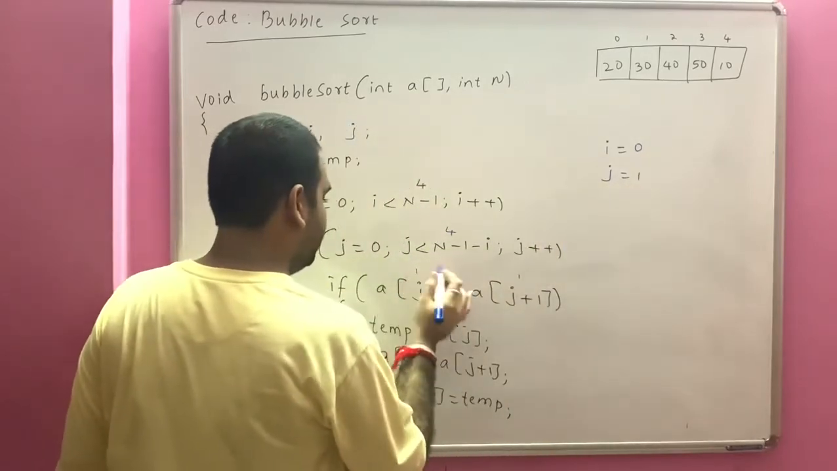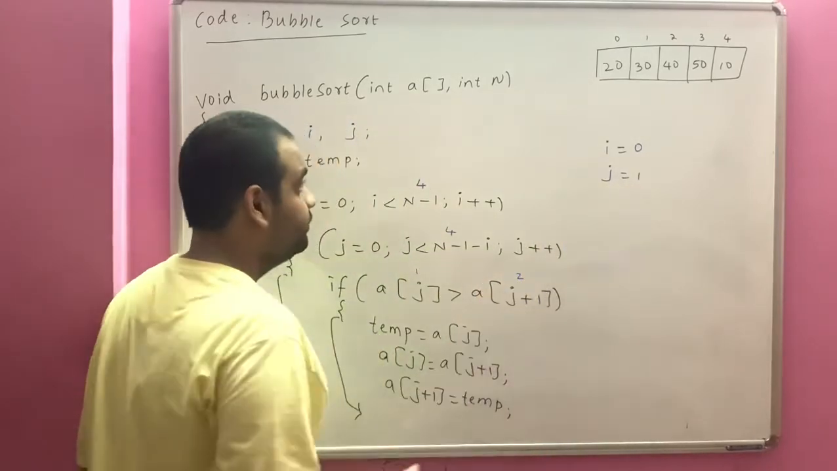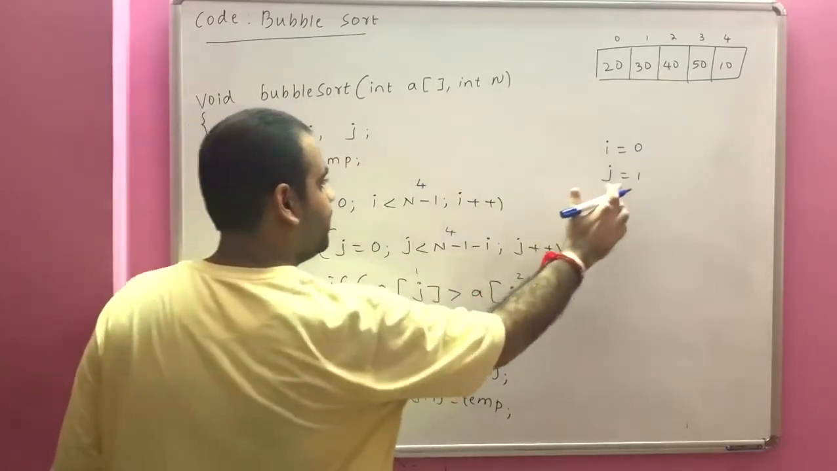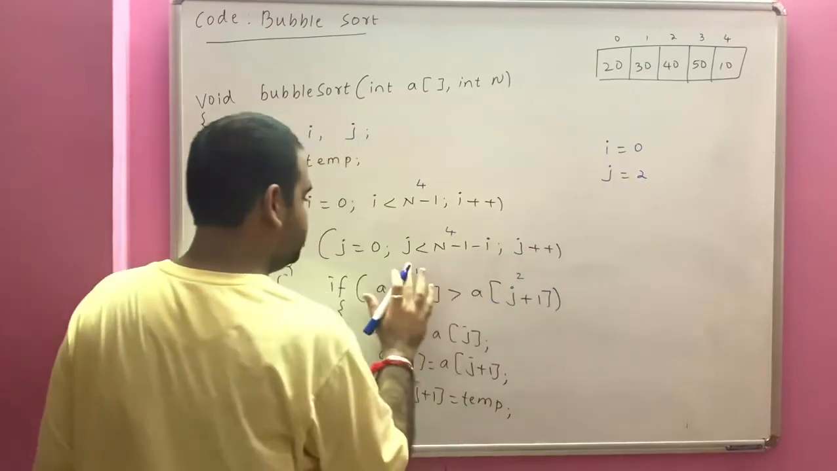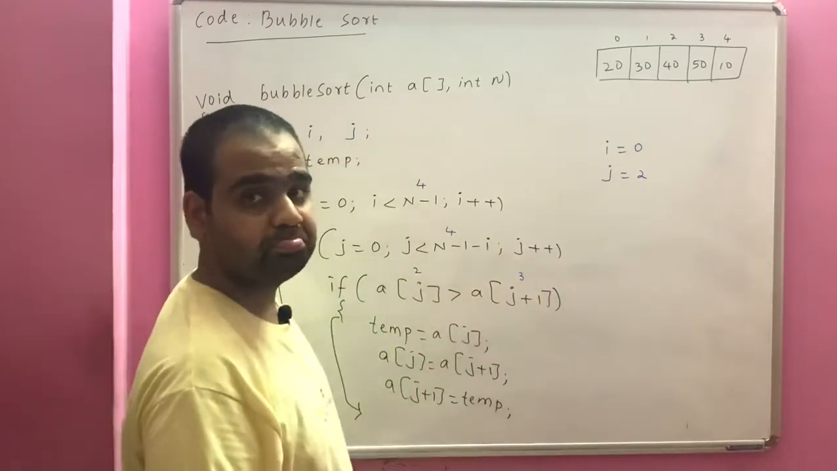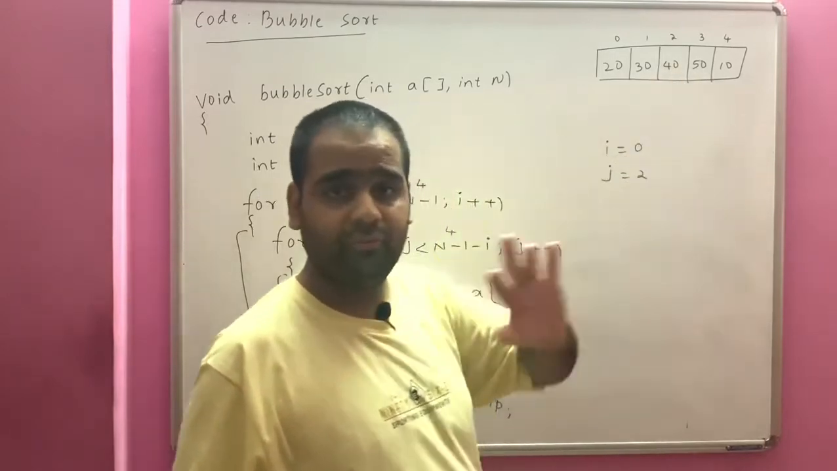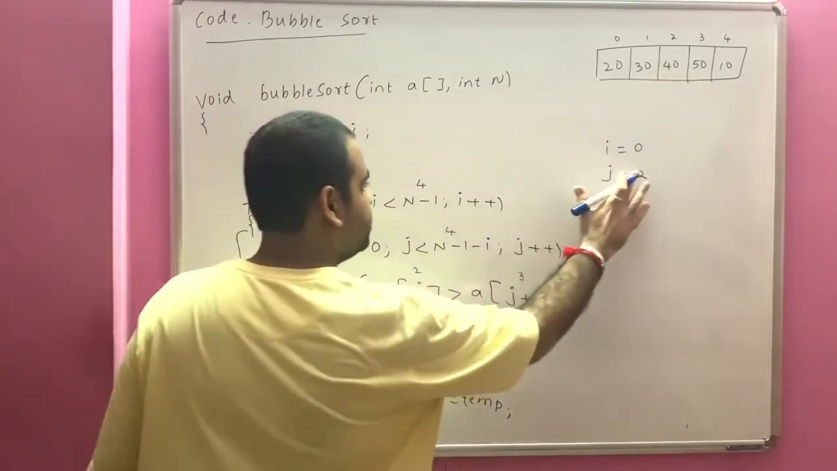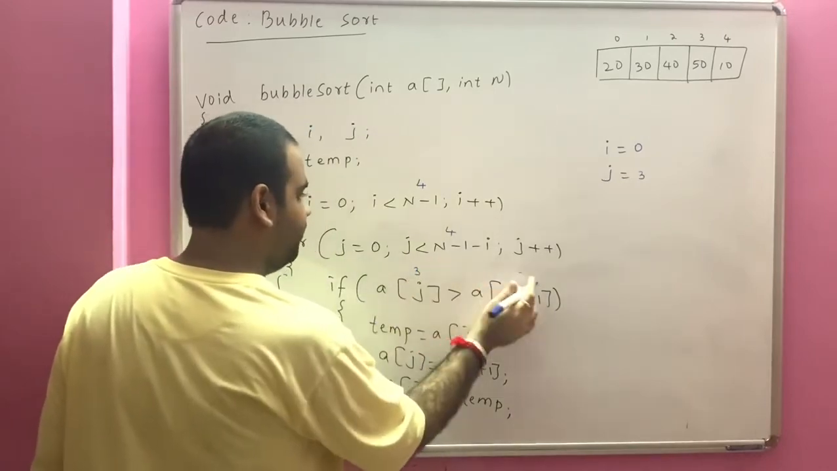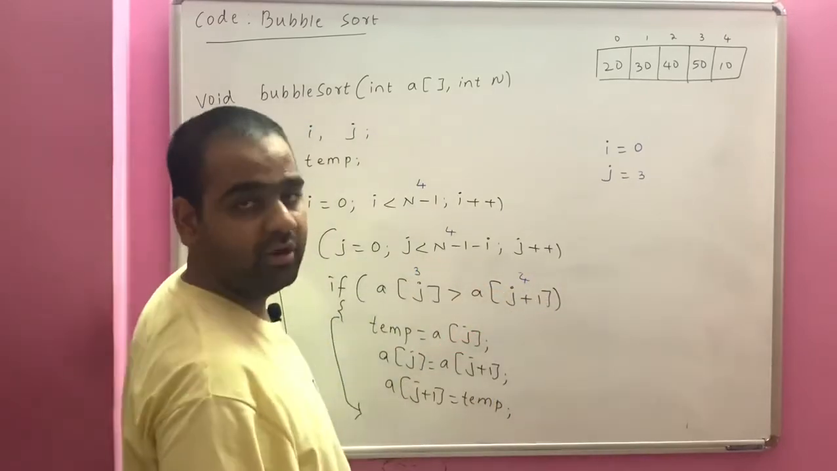a of 1 greater than a of 2. Is 30 greater than 40? No. You say j plus plus, the value of j becomes 2. a of 2 greater than a of 3. What is a of 2? 40 greater than 15? No. j plus plus, j becomes 3. a of 3 greater than a of 4. Yes, a of 3 is greater than a of 4.